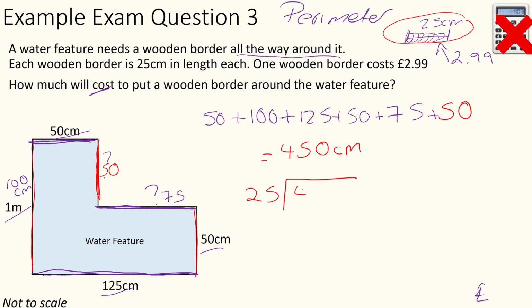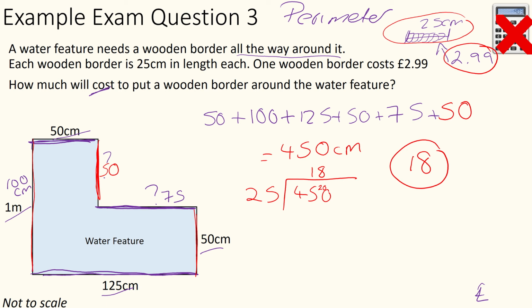So 450 divided by 25. How many times does 25 go into 45? Well, it can only fit in the once. And then there are actually 20 left over. So now I need to know how many times 25, sorry, goes into 200. That was not so bad. 25 goes into 100 4 times, so it'll go into 200 8 times. So I need 18 of these wooden borders, and they are £2.99 each.